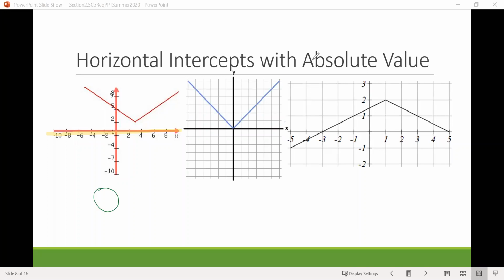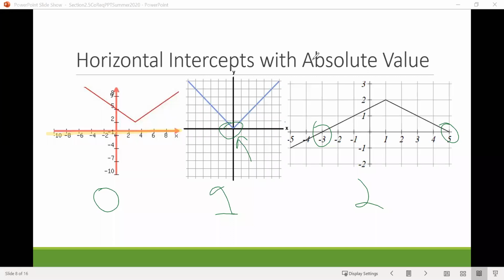The second one, notice, intersects the horizontal axis in one spot, right there at the origin. So it looks like we could have 1. Or in the case of the example we started this section with, notice that it has 2, right? It intersects there and there. So there are 3 different possibilities for the number of horizontal intercepts that an absolute value function could have.